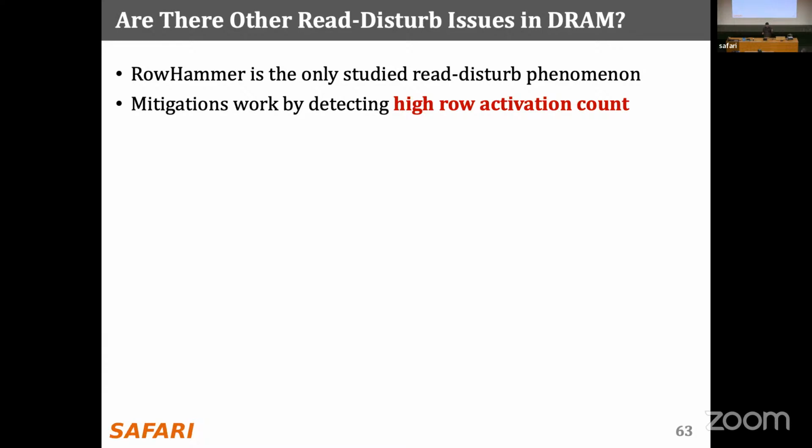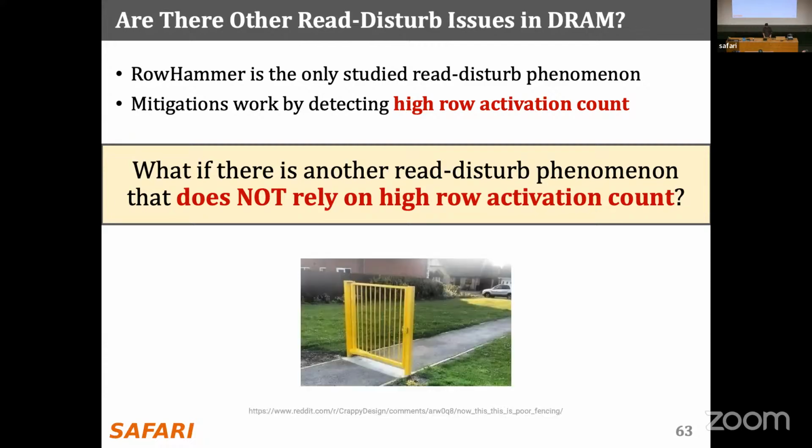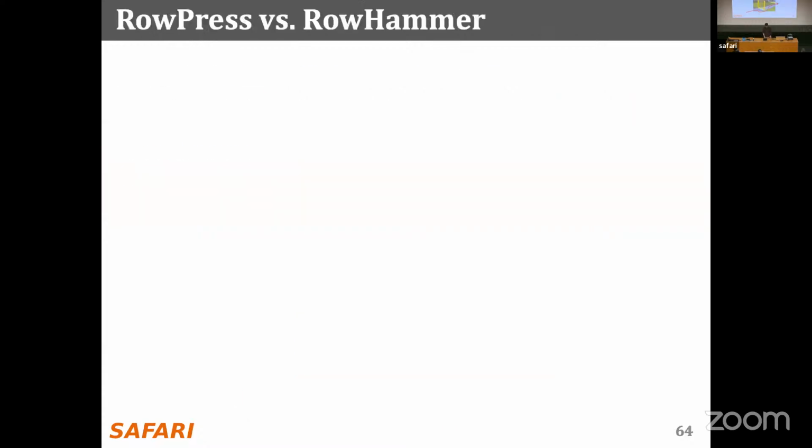It was very well studied for 10 years, and most of the mitigations, as we discussed, work by detecting if there's a high number of activations to a certain aggressor row. So what if this other disturbance phenomenon does not rely on high row activation count? Then there will be severe security implications: many of the existing mitigations that track and count row activation can be very easily bypassed.